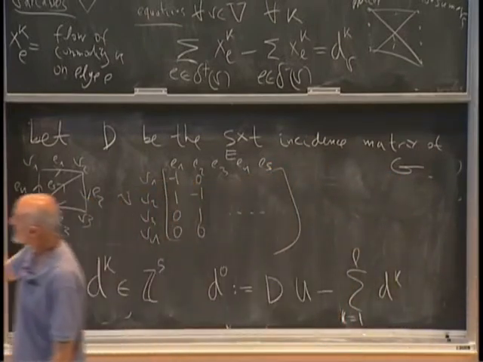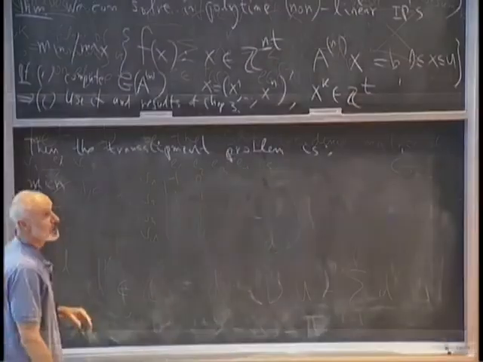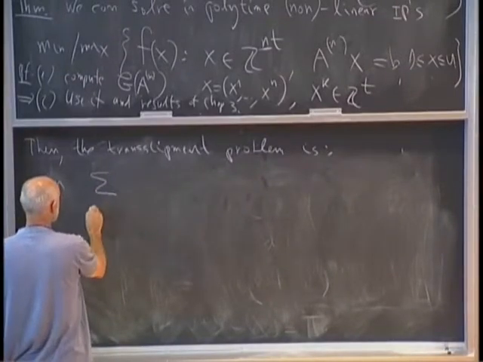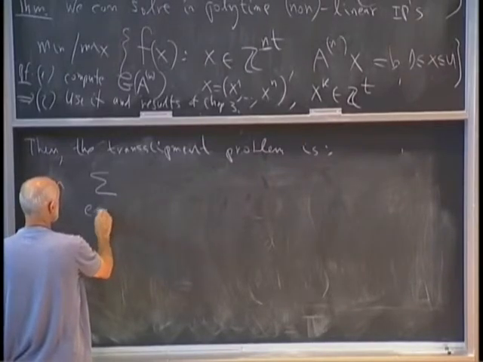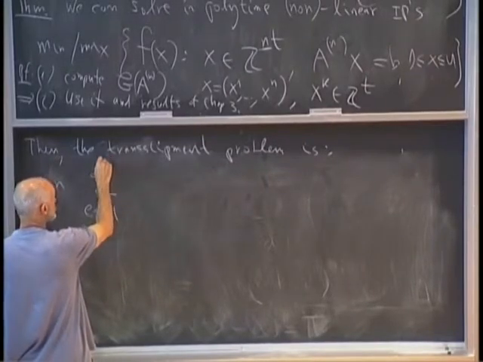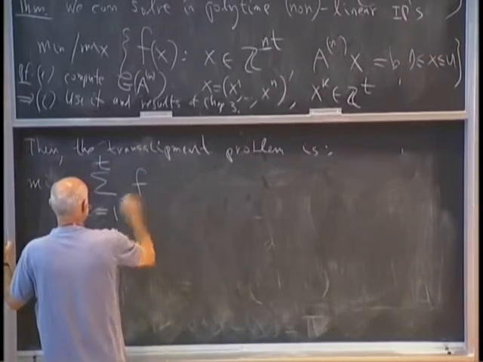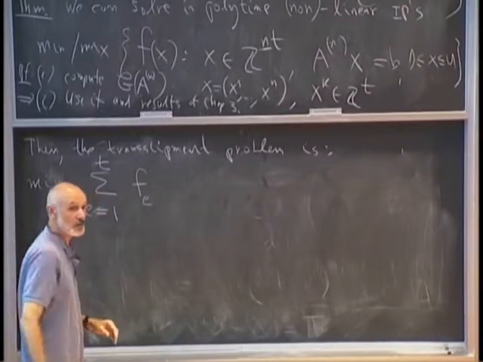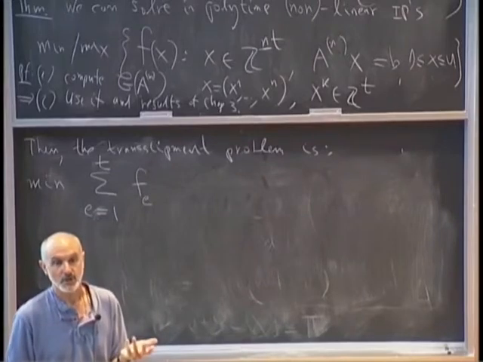And now we can write the equations in the following way. We are going to minimize the cost function. The cost function is going to look like this. So we sum over all edges, e goes from 1 to T. We have T edges. F sub e. So F is the function of the total flow on the edge.